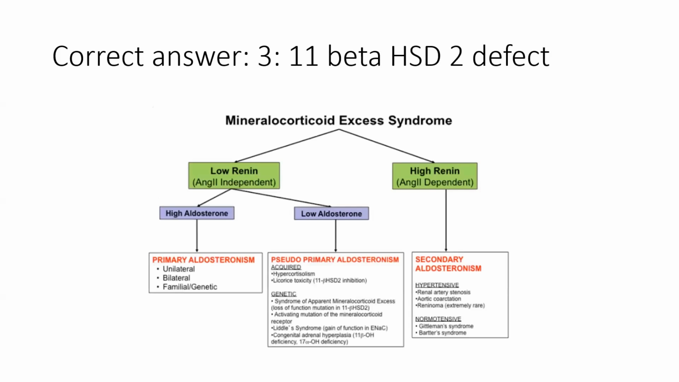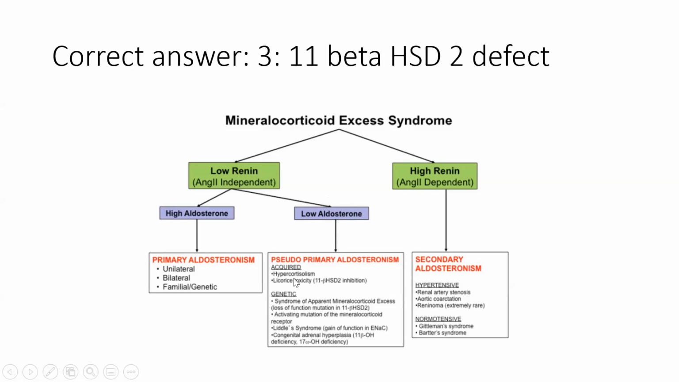Now, when we look at the mineralocorticoid excess syndromes, we are looking at different criteria. Either we are looking at high aldosterone or low renin, which is classically what we refer to as primary aldosteronism, also called Conn syndrome, which can obviously be unilateral, bilateral, familial, or genetic. Then we are talking about this important part, which is low aldosterone, low renin, like our patient in this case.